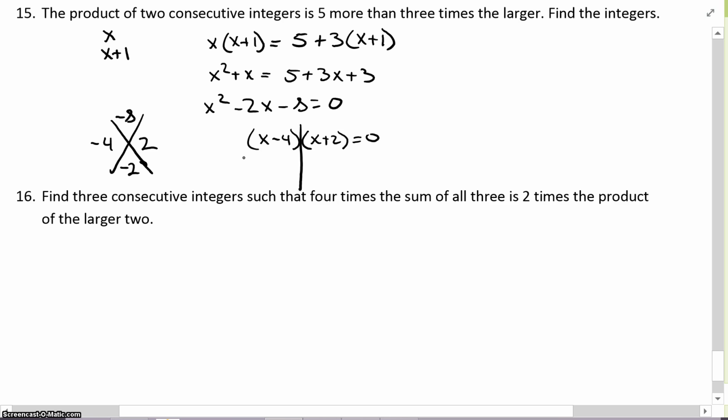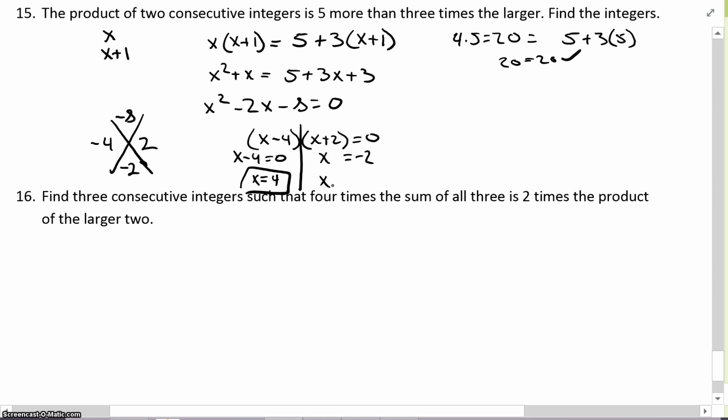So each factor can equal 0, so x minus 4 equals 0, so x could be 4. Let's see if that works. 4 times 5 is 20, and 5 plus 3 times the bigger number is 20, so 20 equals 20, so 4 works. The next answer is x equals negative 2.